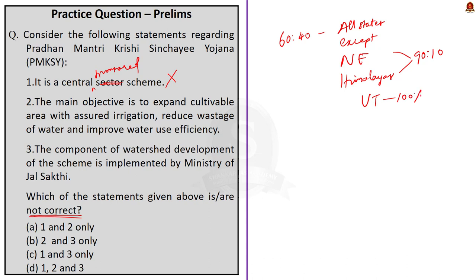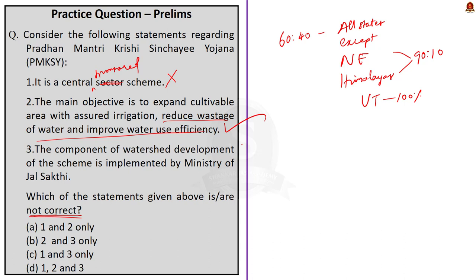Now coming to the second statement. The main objective is to expand cultivable area with assured irrigation, reduced wastage of water and improved water use efficiency. This statement is absolutely right. This is the main objective of the Pradhan Mantri Krishi Sinchai Yojana. So statement 2 is correct.